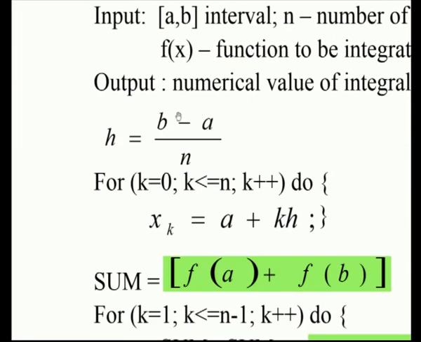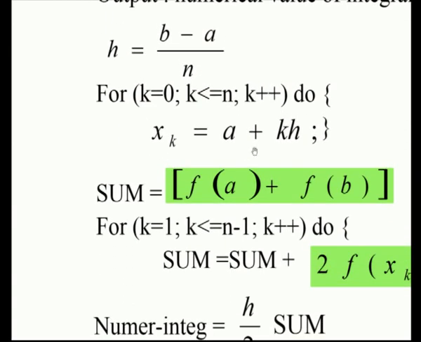So, here we calculate the length of the small sub intervals. How is it calculated? You take the length of the actual interval a b, that is b minus a, divided by n sub intervals, which will give you the length of each sub interval. Now, I am calculating the nodal values. How is the nodal value calculated?